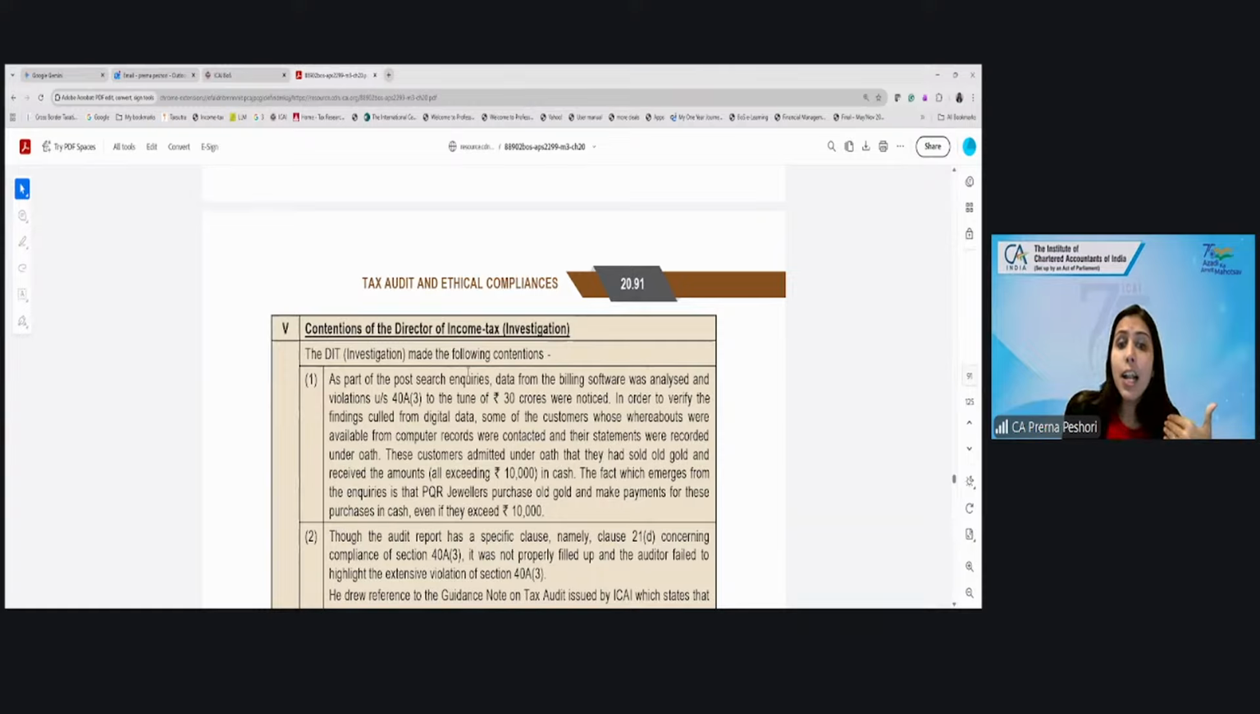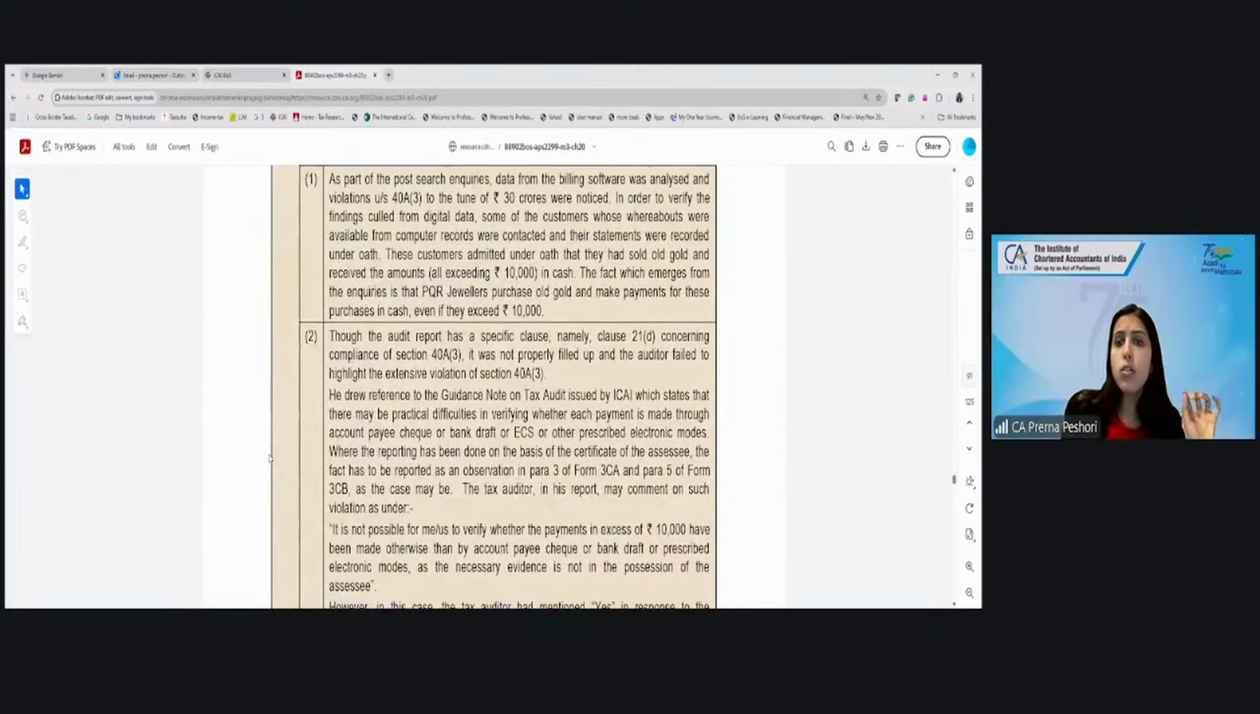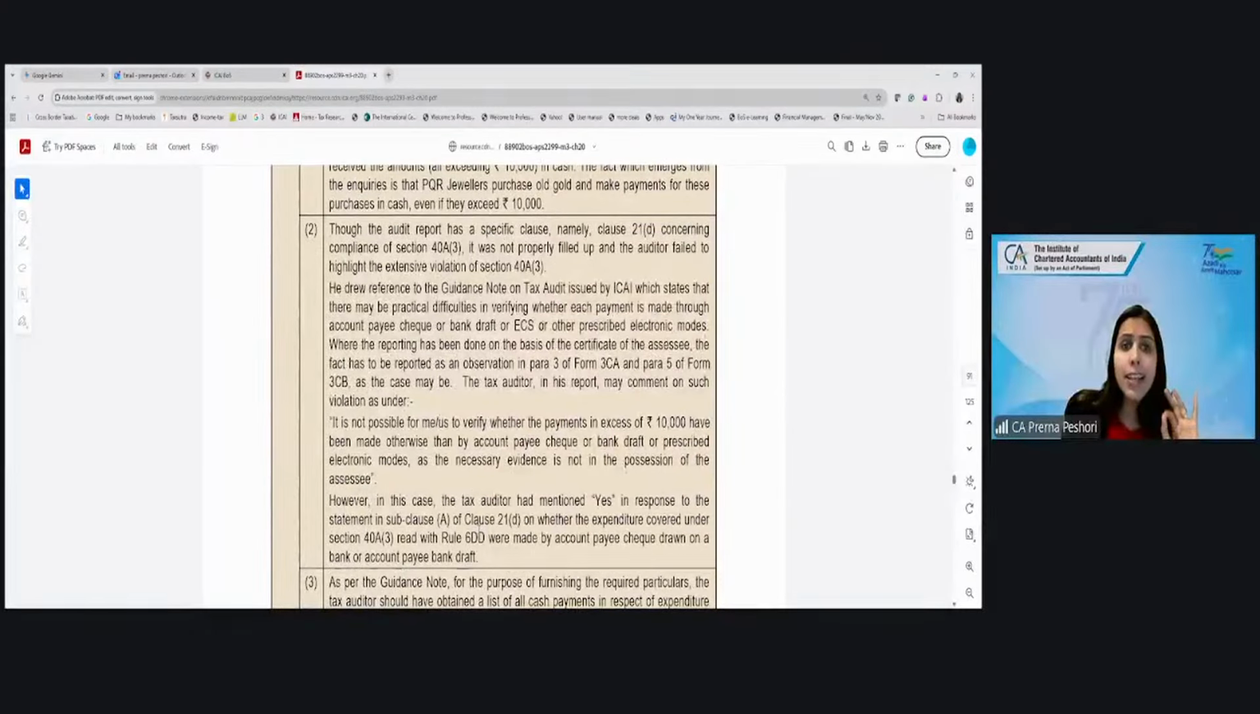These customers admitted under oath that they had sold some old gold and received the amounts all in cash, in more than 10,000. The fact which emerges from the inquiry is that PQR Jewelers purchased old gold and made the payment for these purchases in cash more than 10,000. Though the audit report has a specific clause 21D concerning 40A(3), it was not properly filled up and the auditor failed to highlight the extensive violation of 40A(3).